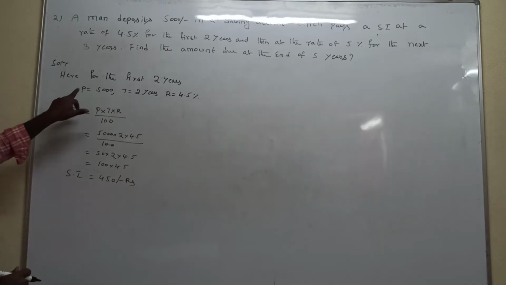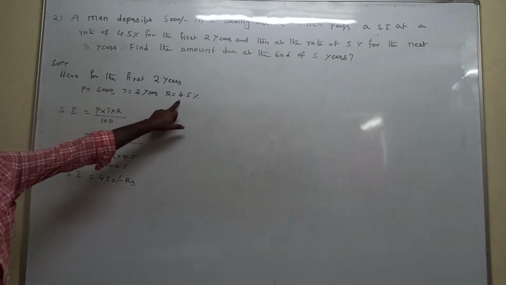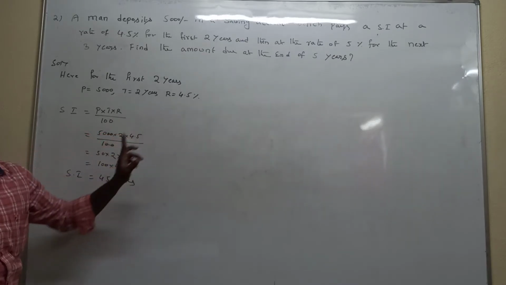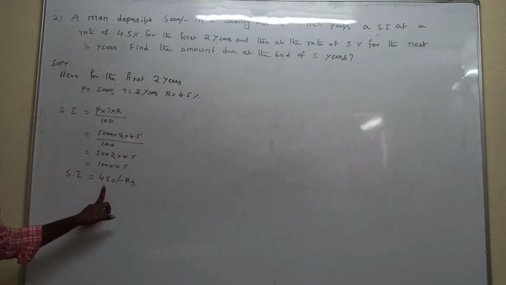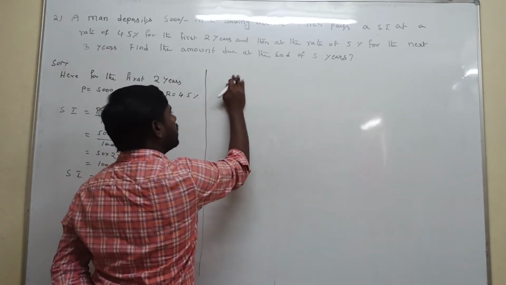Here principal amount is 5,000 rupees. Time T is equal to 2 years. Rate of interest is 4.5. What is the first 2 years simple interest? We get the value 450 rupees. Next, for the next 3 years we calculate simple interest.